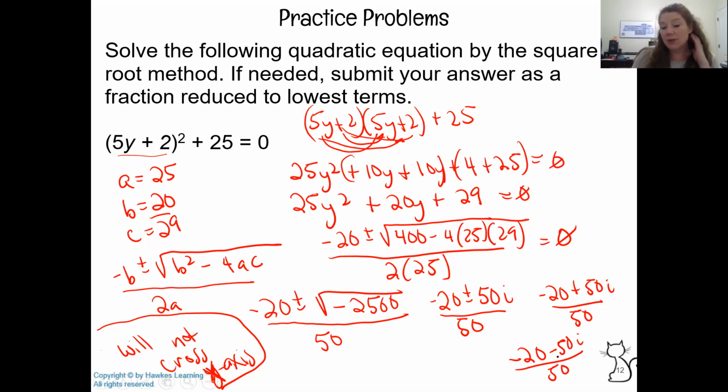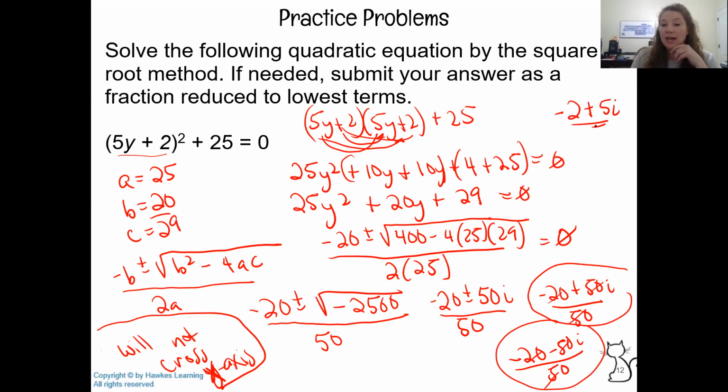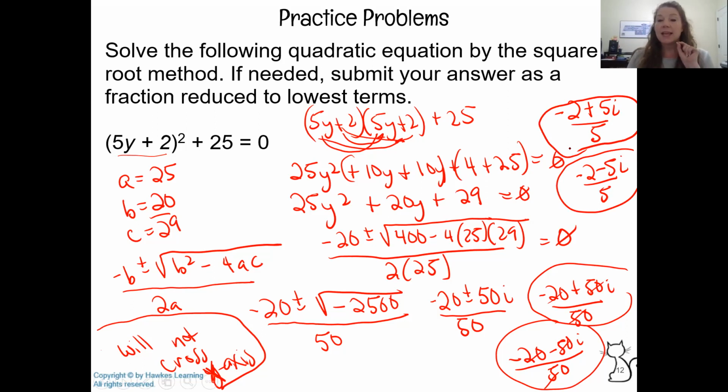And we could divide all of this by, let's see, 10. So here are our two solutions before we simplify them. If we divide everything by 10, that's what we can divide every single term by. We would have negative 2 plus 5i over 5. And then the bottom one would be negative 2 minus 5i over 5. So those would be our two simplified expressions if they allow for complex numbers.